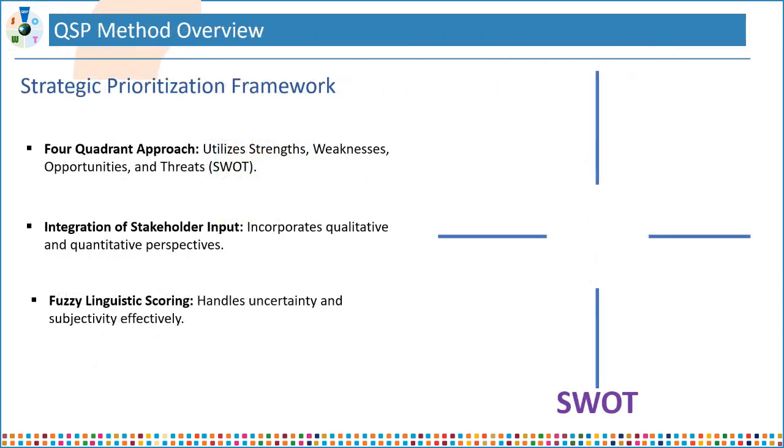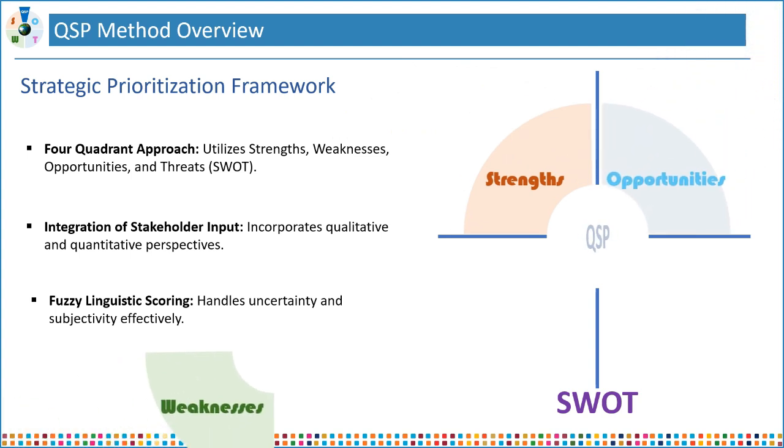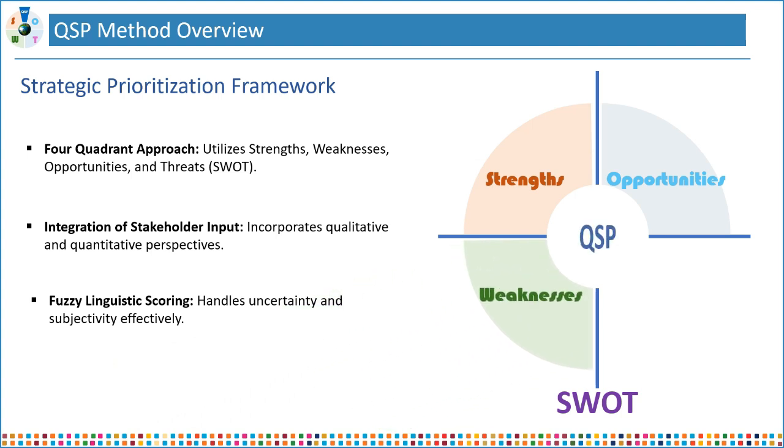The method uses a strategic four-quadrant SWOT framework, strengths, weaknesses, opportunities, and threats, to evaluate projects within the sustainable development and WEF nexus. It uniquely integrates diverse stakeholder inputs, combining qualitative and quantitative assessments. Fuzzy linguistic scoring enhances its robustness by addressing uncertainties, enabling balanced and comprehensive prioritization.